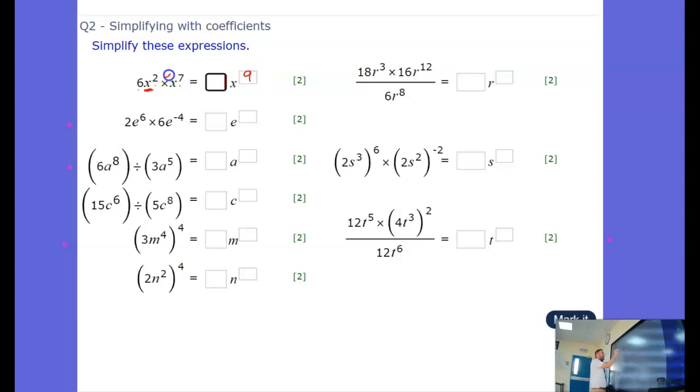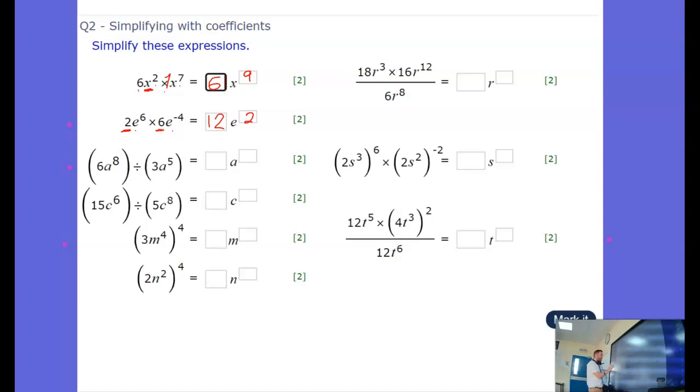And then imagine this is 1x. We're going to do the 6 times the 1 as a normal multiplication. 6 times 1 is 6. Let's look at this example. 2 times 6 is 12. E to the power of 6 times e to the power minus 4. Add the powers, so we're going to get 2.